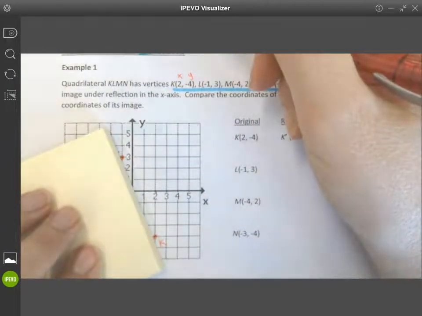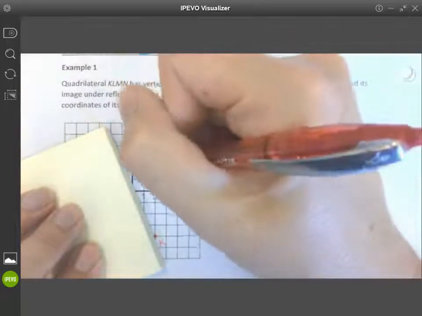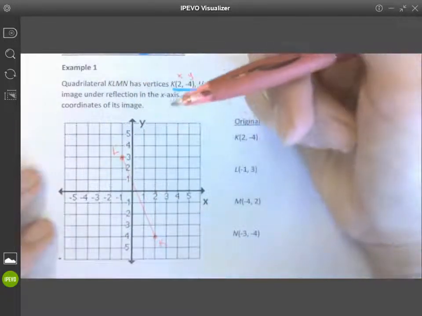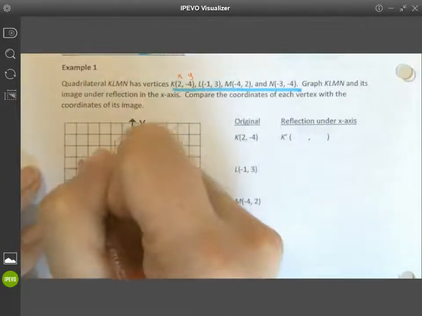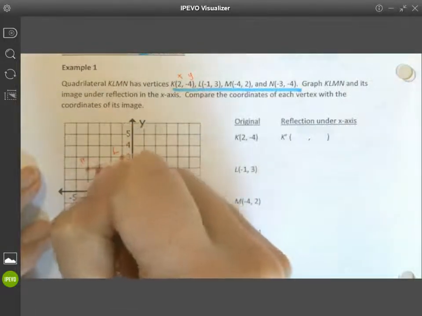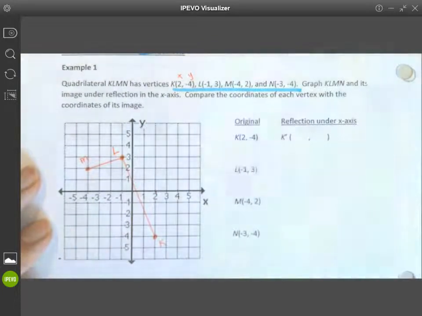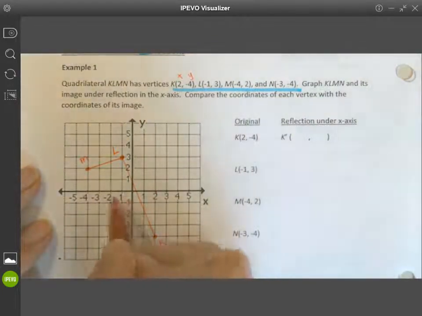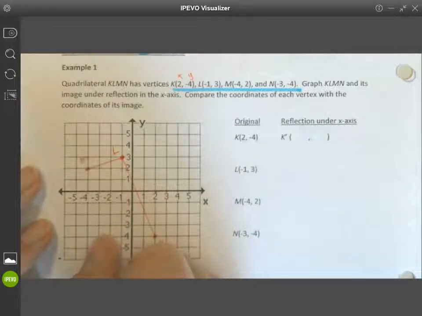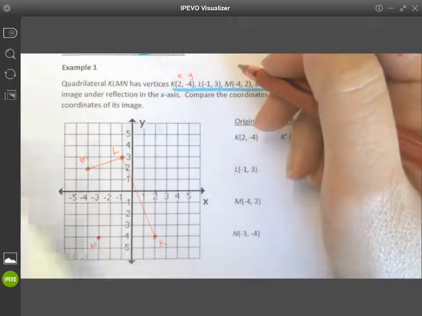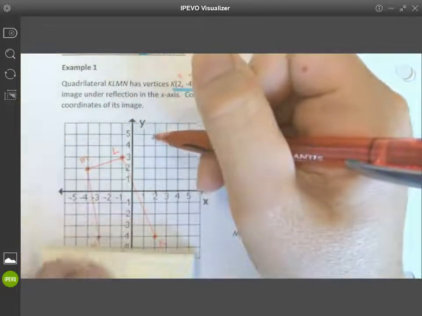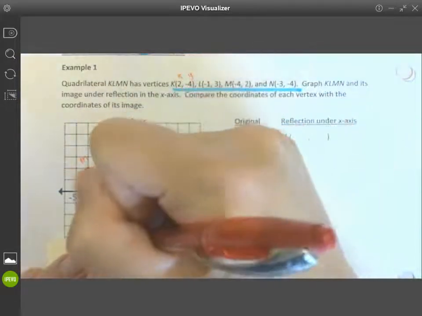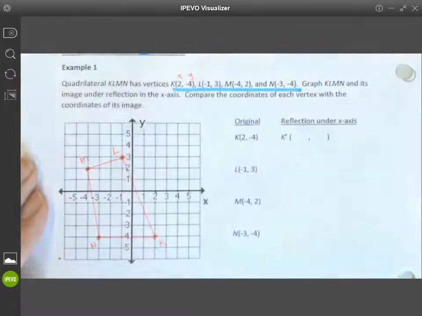I'll try to do a good job here. And there we go. All right, M, -4, +2. And then the last one is N, -3, -4. That's what makes this a little bit tedious, is taking the time to graph this. Okay, there is my pre-image.